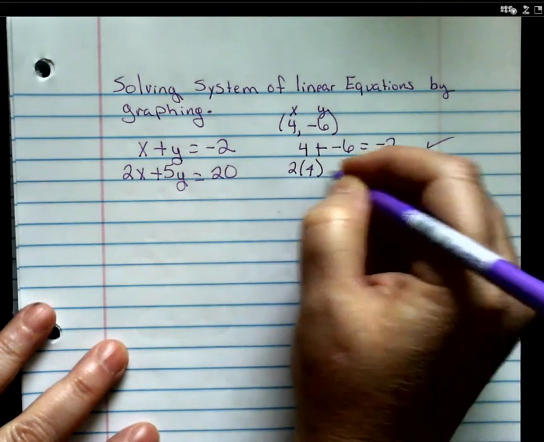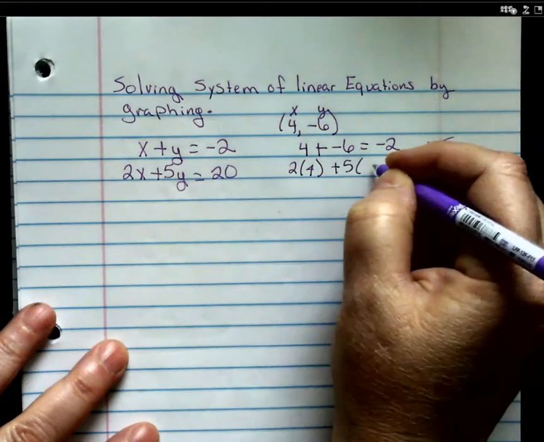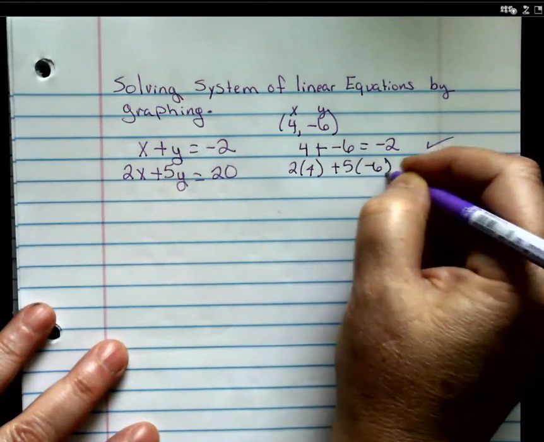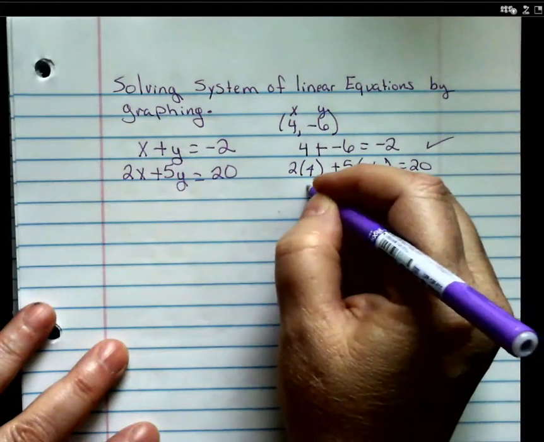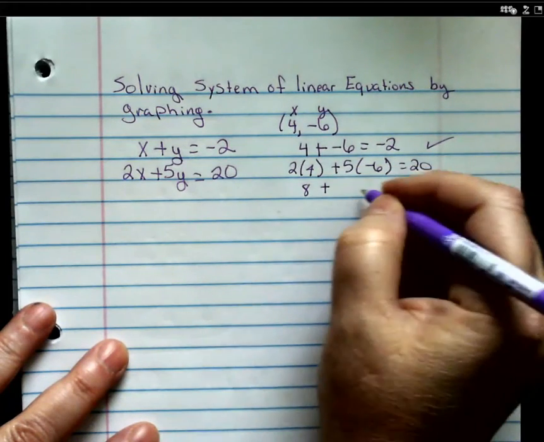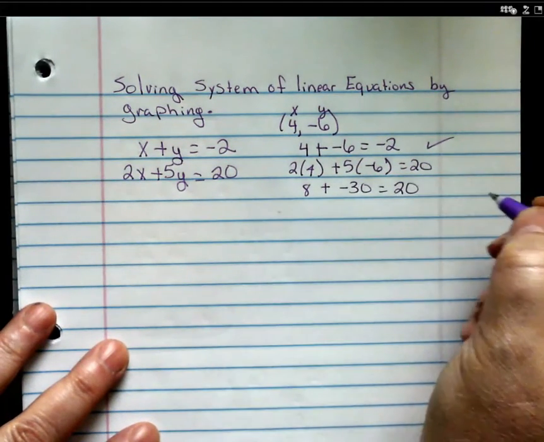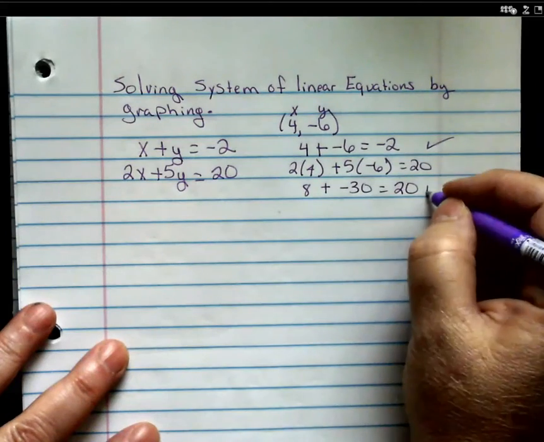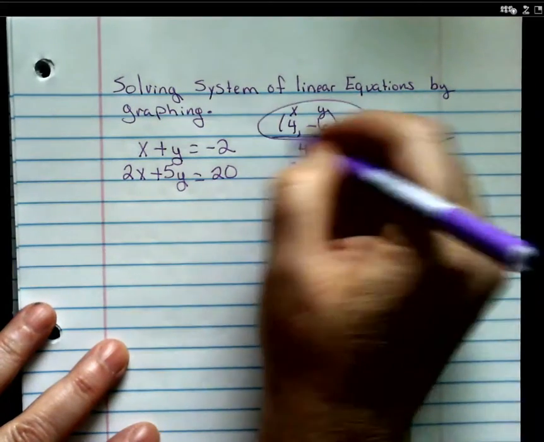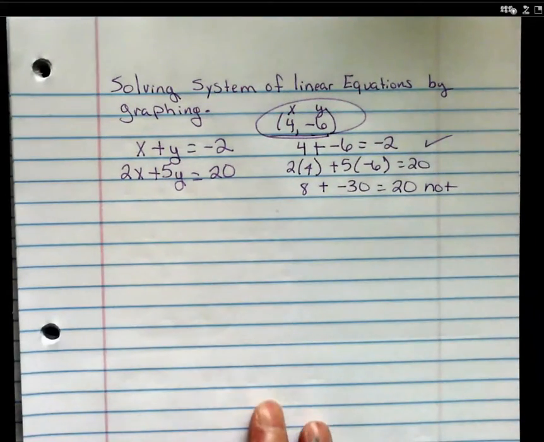2 times 4 plus 5 times -6 equals 20. So this is 8 plus -30 equals 20. And that is not true. So (4, -6) is not a solution.